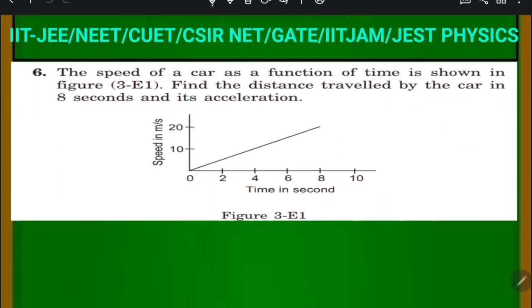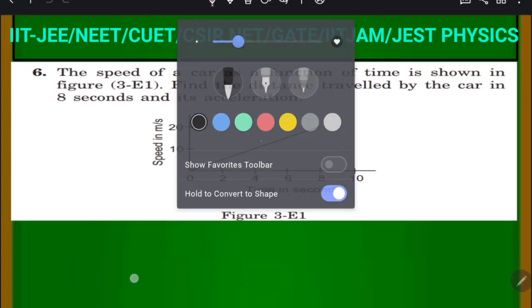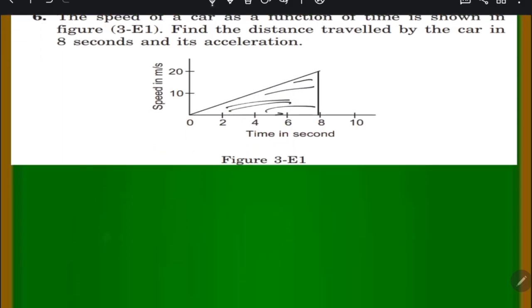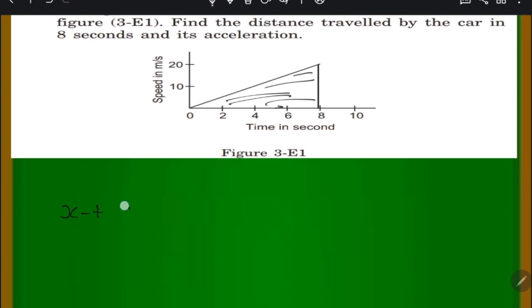Now our next question. The speed of a car as a function of time is shown in the figure. Find the distance traveled by the car in the 8th second. It means they are asking for the distance traveled by the car in 8 seconds. So what you do is find the area of this graph.